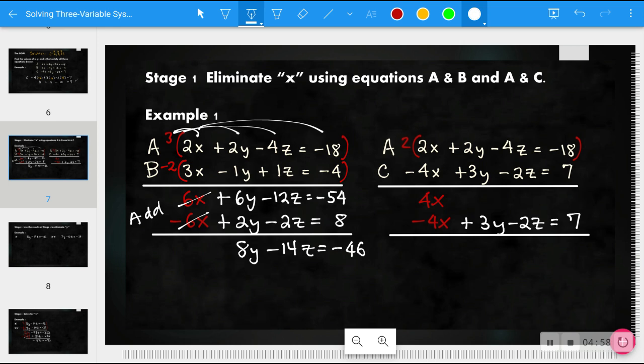Okay, so that's just a copy of the bottom line. No changes needed there, but we'll have to distribute this 2 up here. And that'll take us to plus 4y minus 8z equals negative 36. Okay, when we add these lines, the x cancels or is eliminated, and that's what we were trying to do.